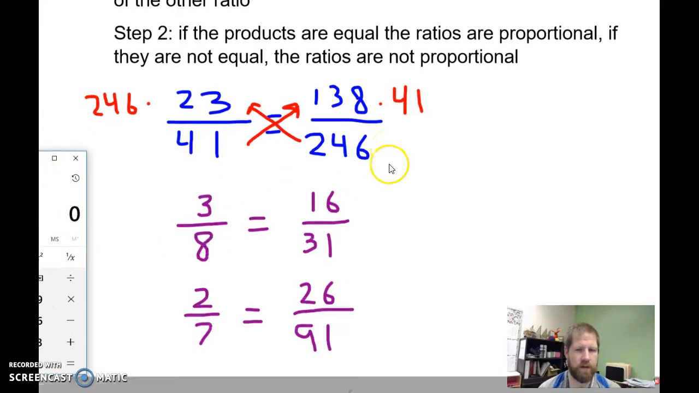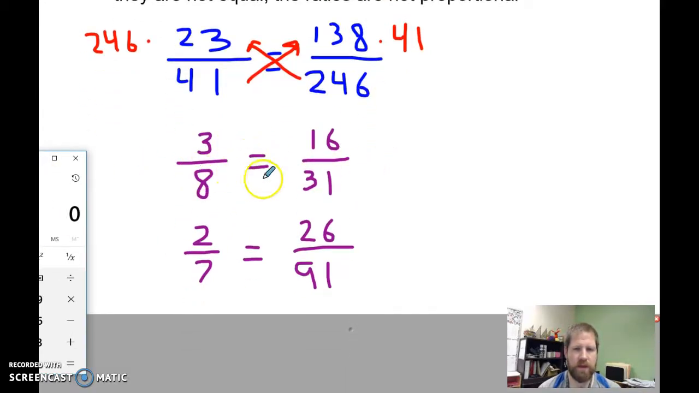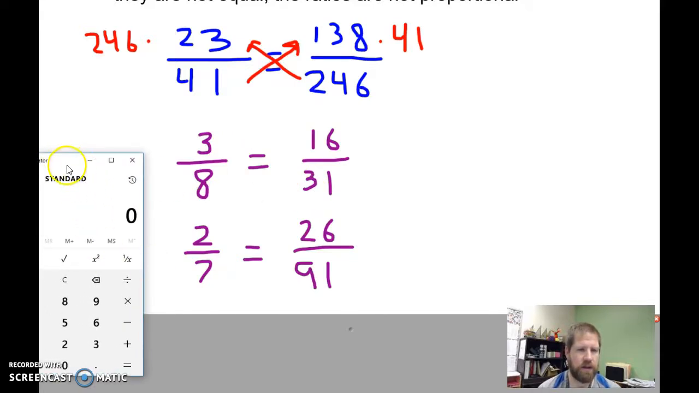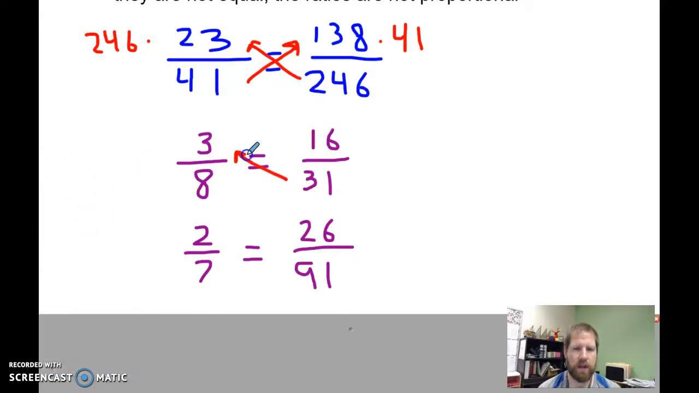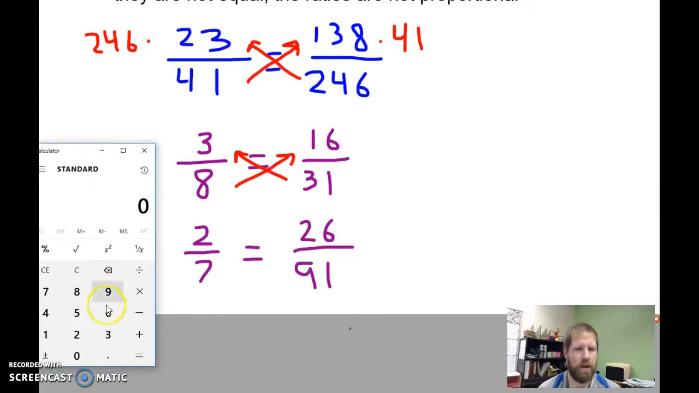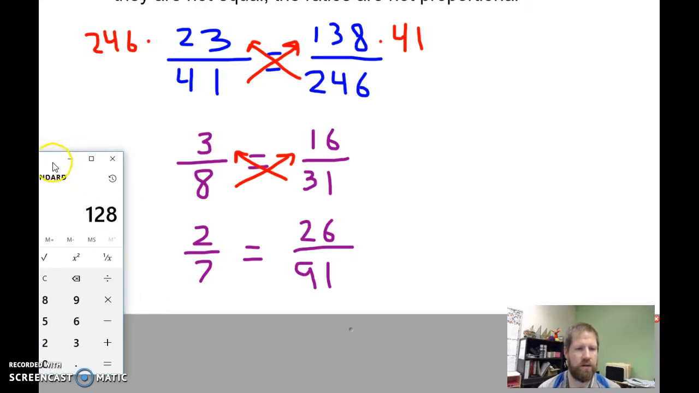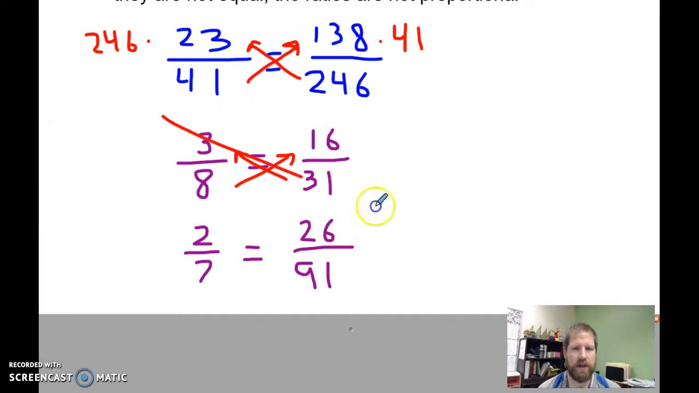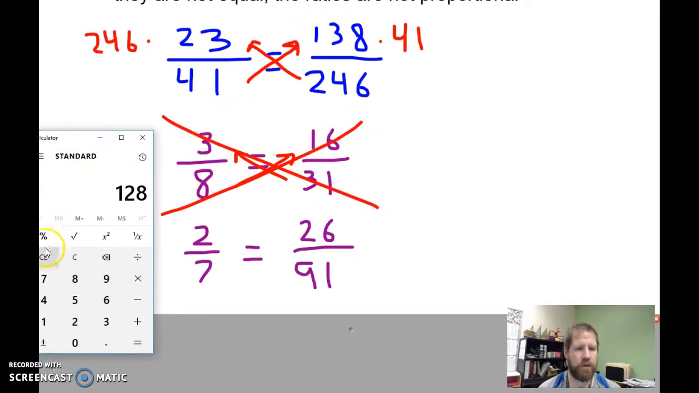All right, let's look at another one. 3/8, is that proportional to 16/31? Well, let's do our cross product. 3 times 31 is 93, and 8 times 16 is 128. So no, these are not proportional. Those two ratios are not proportional.